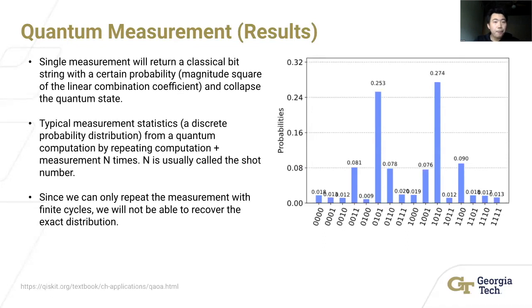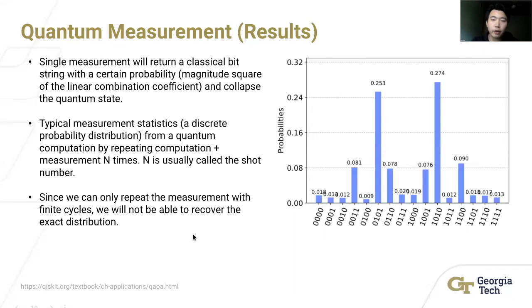And the final thing I want to wrap up is quantum measurement. So when we do measurement, let's start with a single measurement. If you do a single measurement once you've done the computation, what you get is a classical bit string with a certain probability. Suppose you have a superposition state, that probability is the magnitude square of the coefficient in front of the bit string you get. Once you do the measurement, it will collapse the quantum state, leading to something we're not interested in.